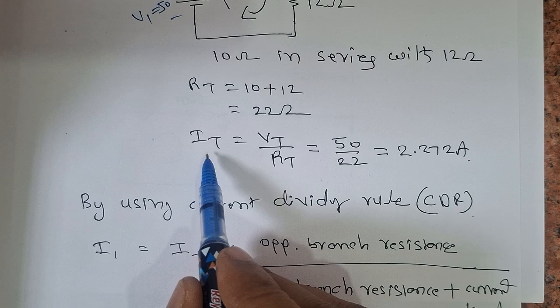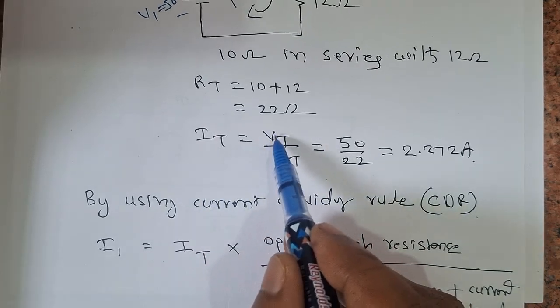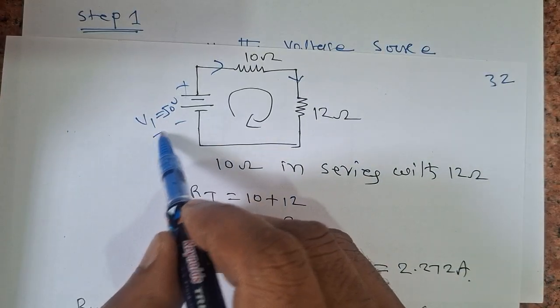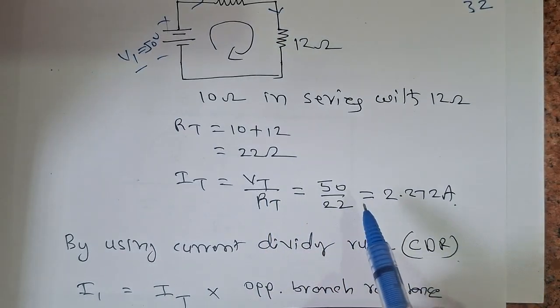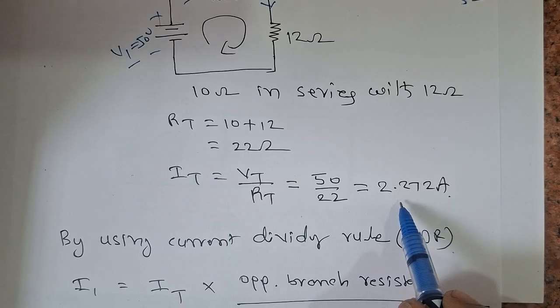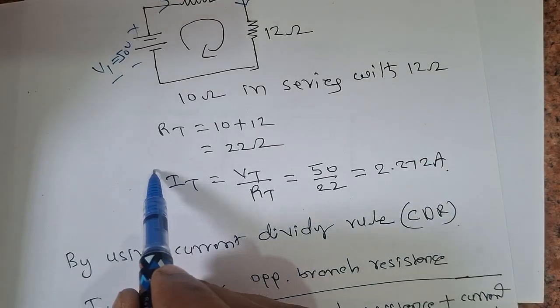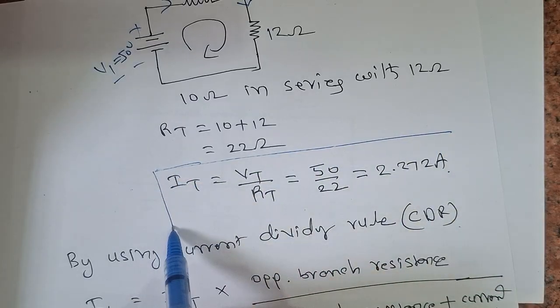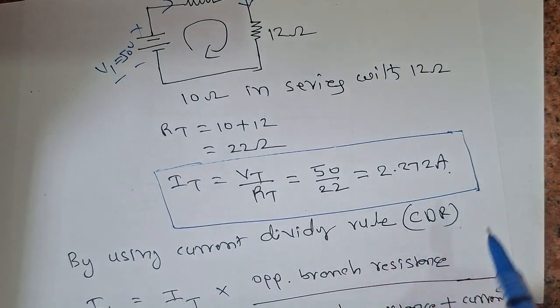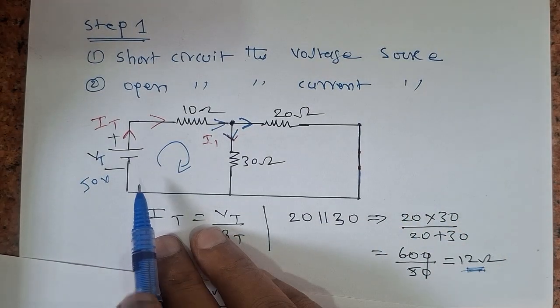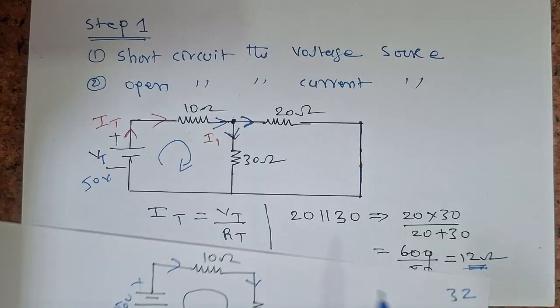Then we know the total current. Total current is equal to total voltage divided by total resistance. What is the total voltage? 50 volts. Total resistance is 22 ohms. So 50 by 22 is equal to 2.272 amperes. This will be your total current, the total current which is coming from source 1 when acting alone. So this is the source 1 current.